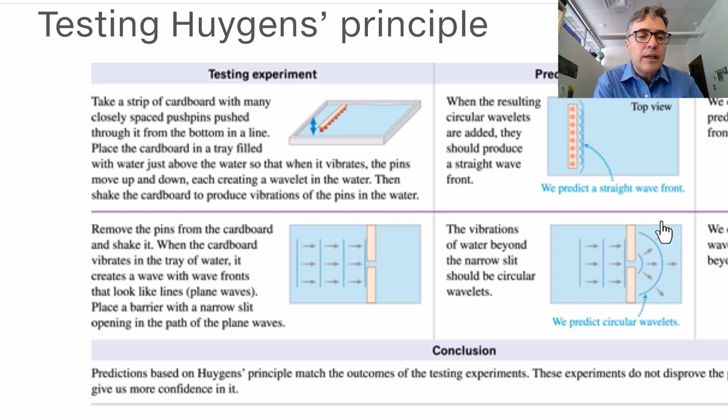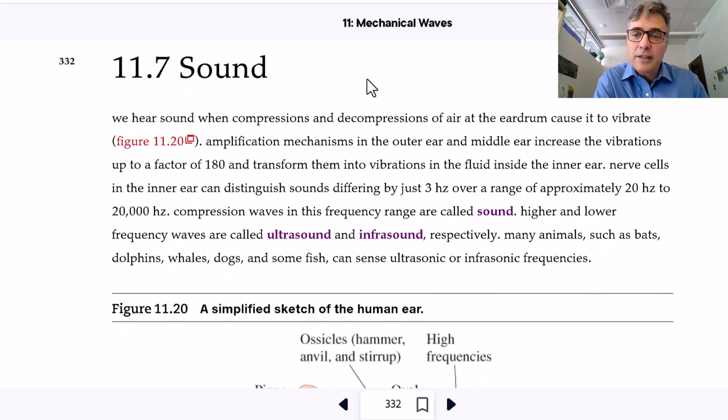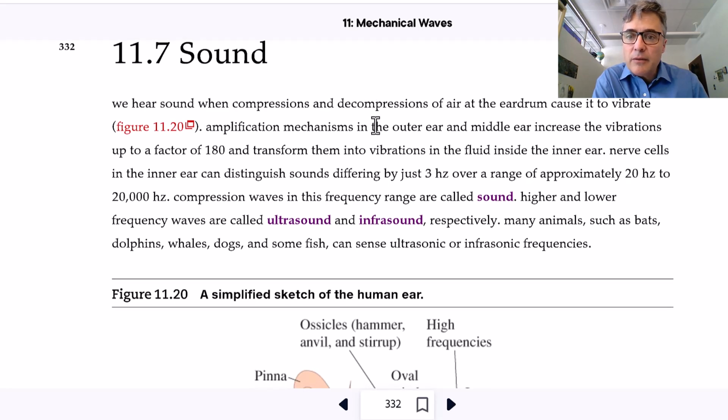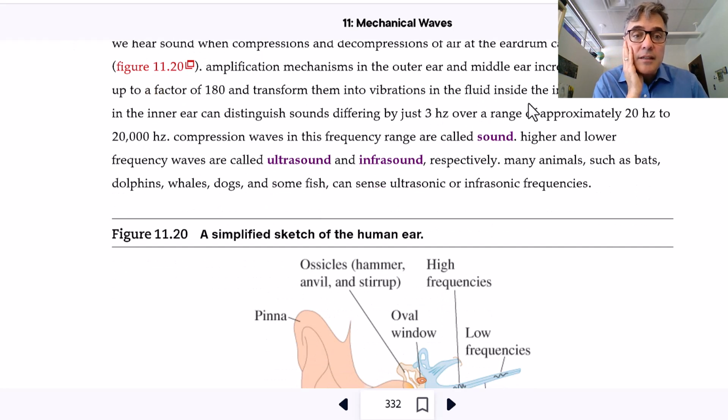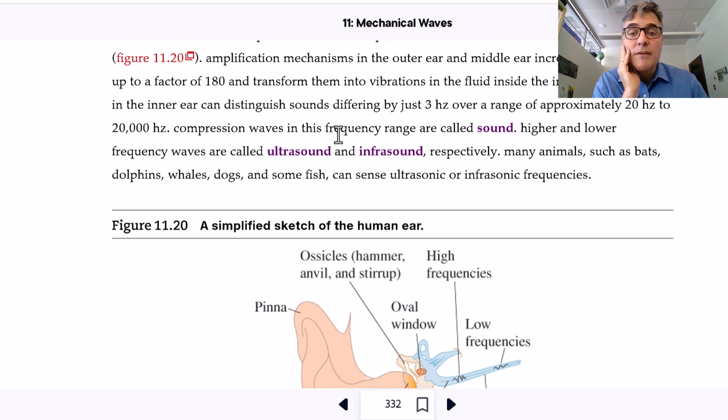So the waves go out as circles, concentric circles beyond the hole in the wall there. Section 11.7 is on sound, and we've already gone through some of this in terms of the intensity parts. But basically, we hear sound when compressions and decompressions of air at the eardrum cause it to vibrate. The human ear is sensitive to a range of frequencies from 20 hertz to 20,000 hertz. Compression waves, or these are longitudinal waves also, in this frequency range are called sound.